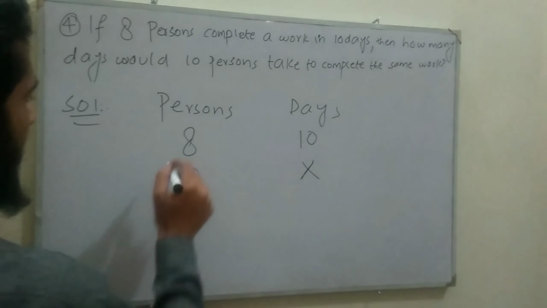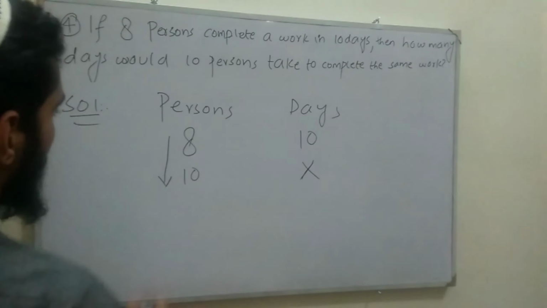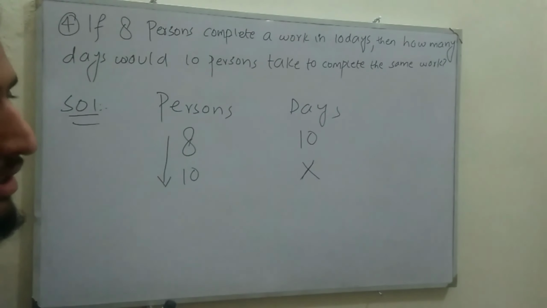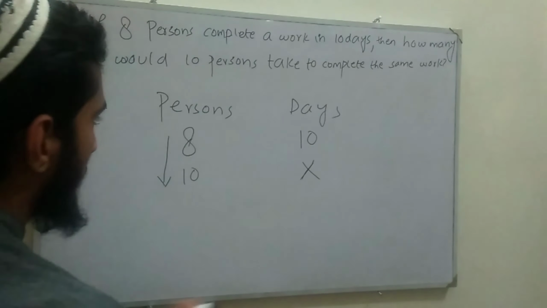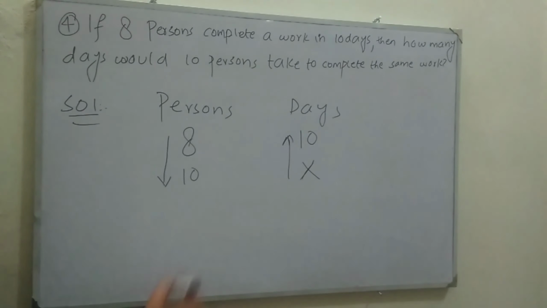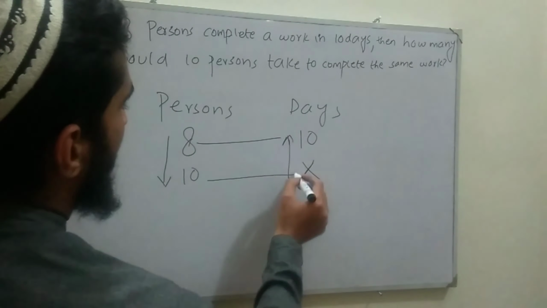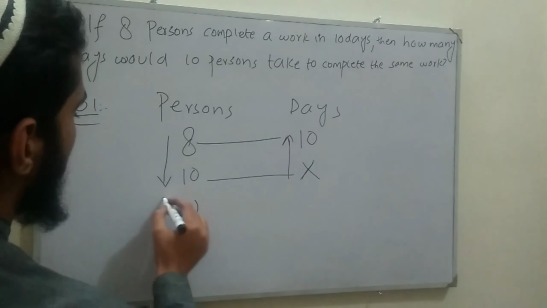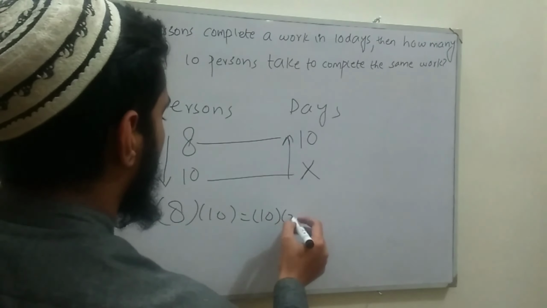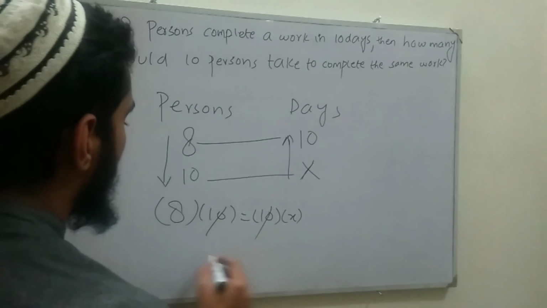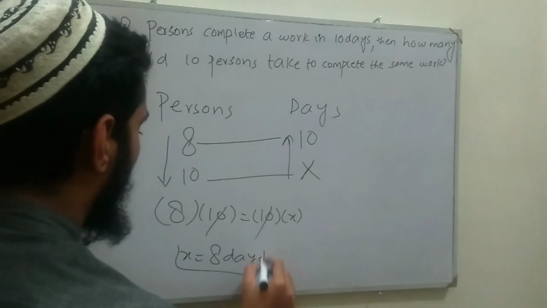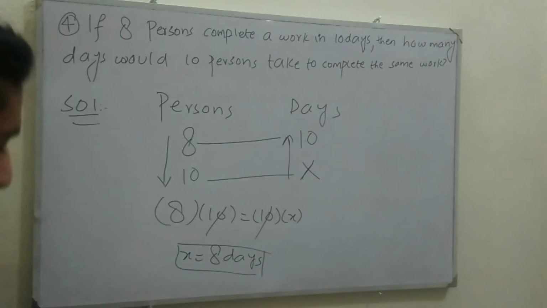If you see here, the number of persons is increasing. So it means that if the persons are increasing, the number of days required will be lesser to complete the same job. So in this case, the variation is inverse. In inverse variation, we multiply horizontally. So 8 multiply 10 will be equal to 10 multiply X. So 10 will cancel out with 10. So we are just left with X is equal to 8 days. So 8 days will be required for 10 persons to complete the same job.